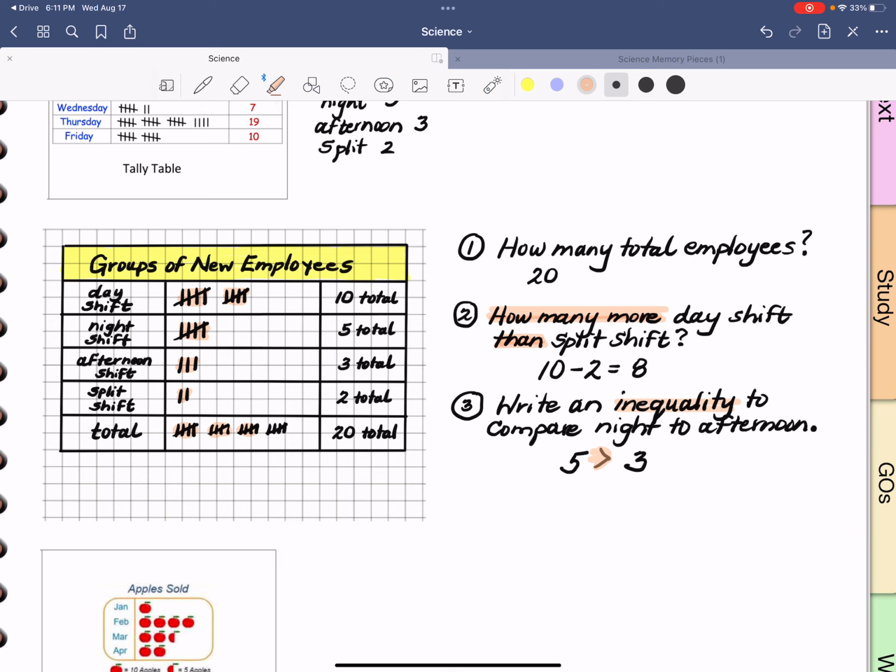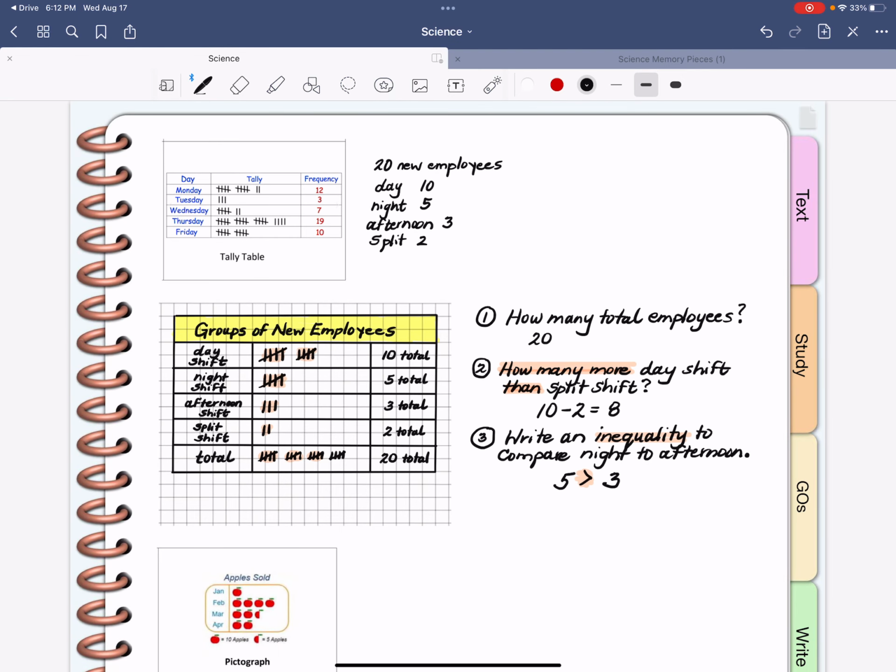And this is a math question, but remember that science and math are brother and sister. They're going to go hand in hand. So when you improve one, you will improve both. And that works both ways with math and science. So this, my friends, is a tally table.